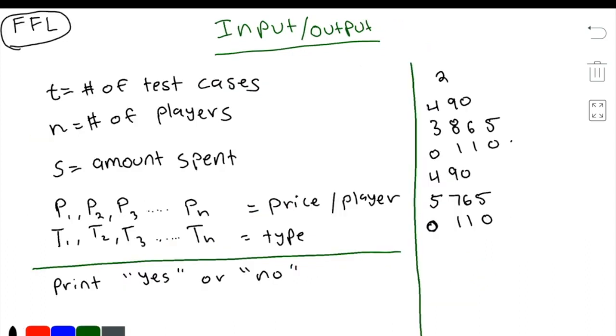Let's quickly go over the input and output. You're going to start off with an integer t, which represents the number of test cases. For each t, you're going to have integers n and s. N stands for the number of players available which he can choose from, and s is the amount of money he has already spent. Then for each of the n players, there will be a price and a type, 0 or 1, indicating whether it is a defender or a forward. For the output, you print yes if you can create a team and stay within the budget, or no if you cannot.